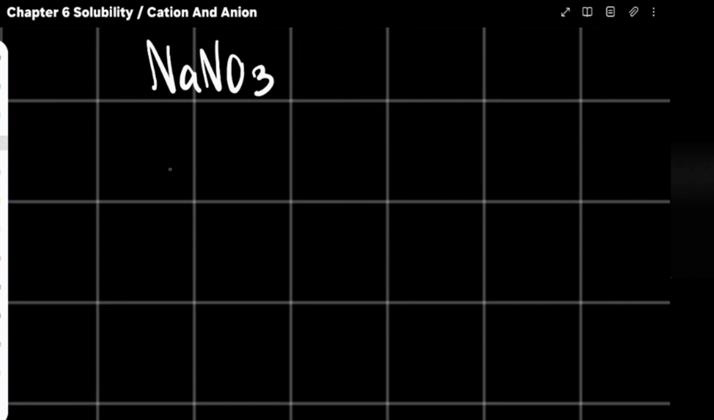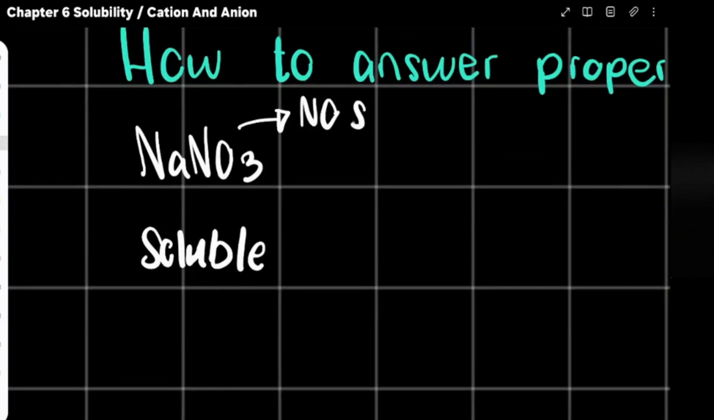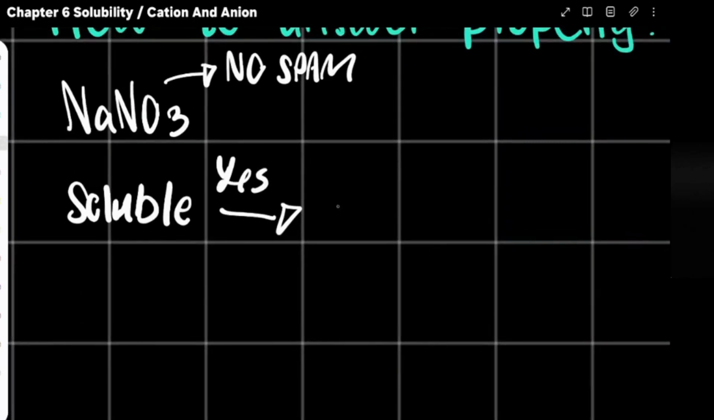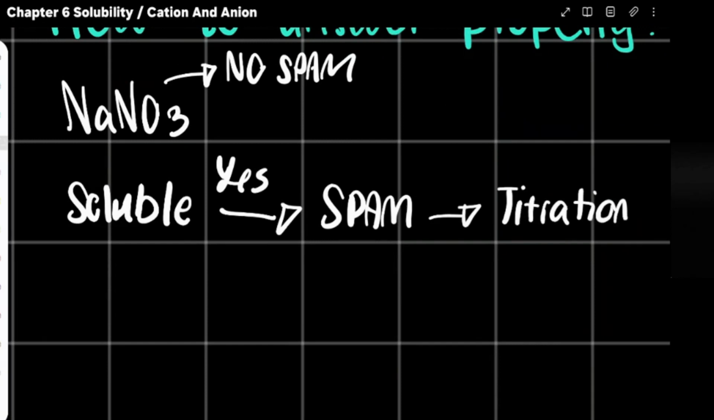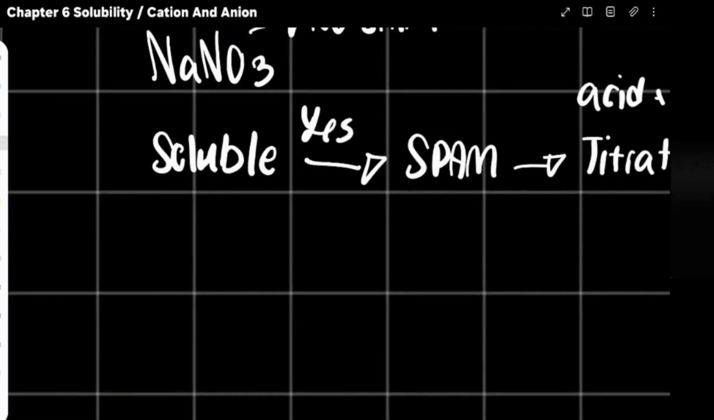You have to ask, is it soluble? Okay, you already know, this is soluble. Why? Remember, no span. This is no span, so this is soluble, right? So already yes, I'm just gonna shortcut. Does it contain span? Yes. Okay, so your only method is titration. So titration is what? Acid plus alkali.